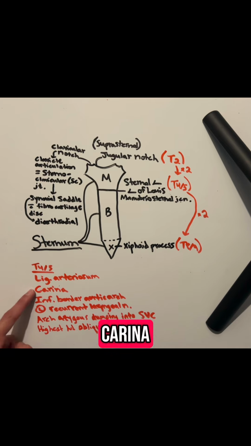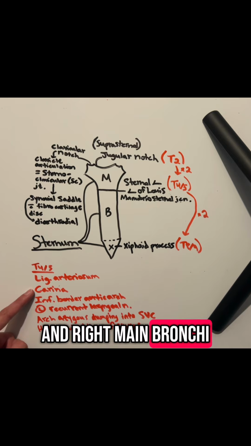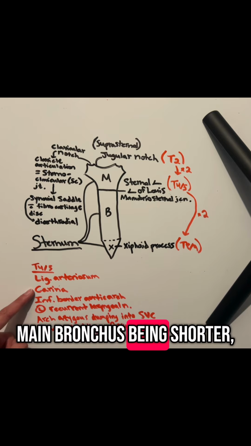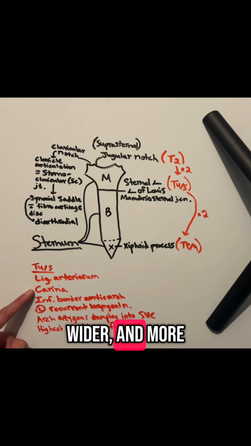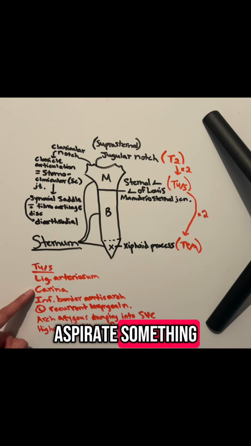We also have the carina, which represents the bifurcation of the trachea to the left and right main bronchi, with the right main bronchus being shorter, wider, and more vertically oriented. Therefore, whenever we aspirate something, it typically goes to the right lung.